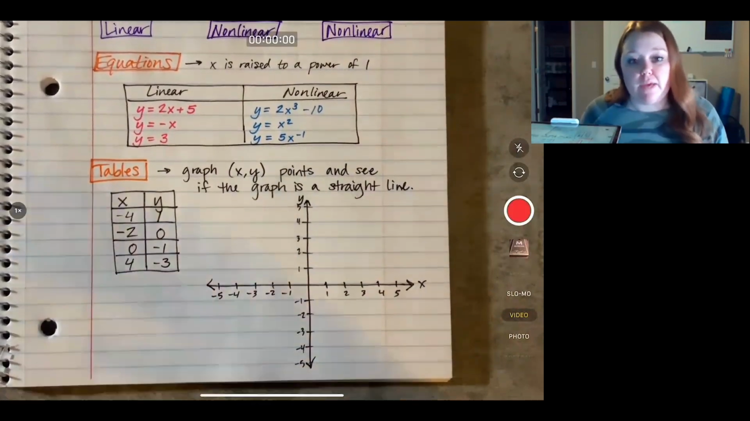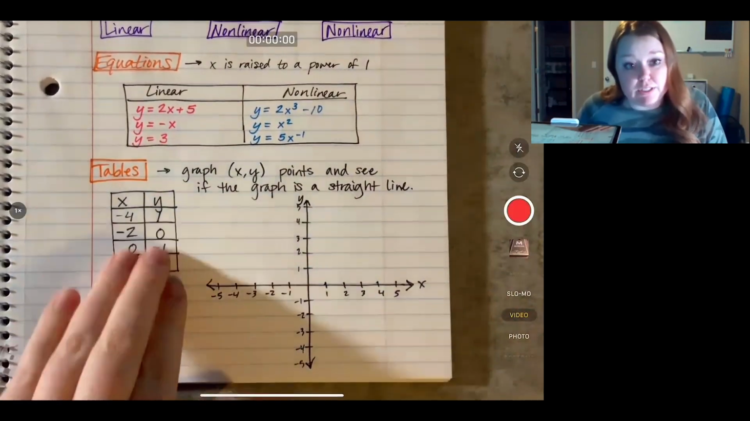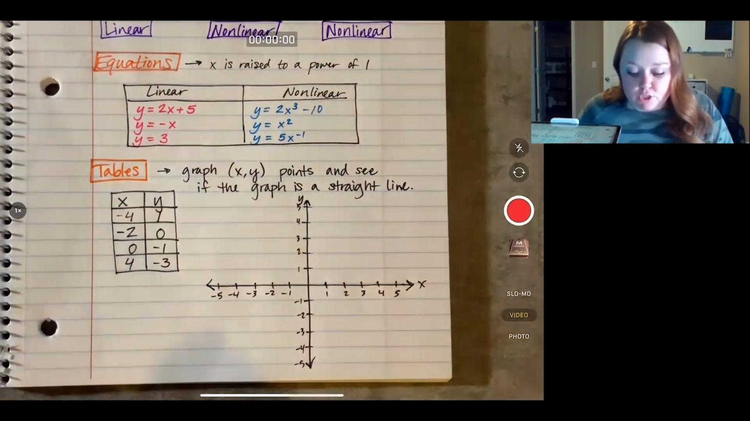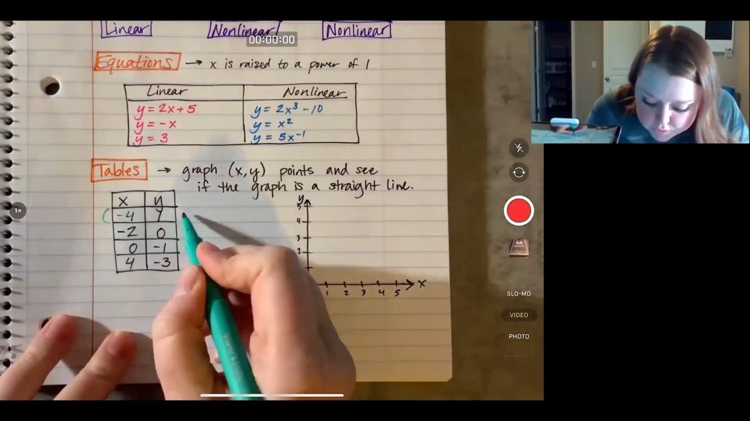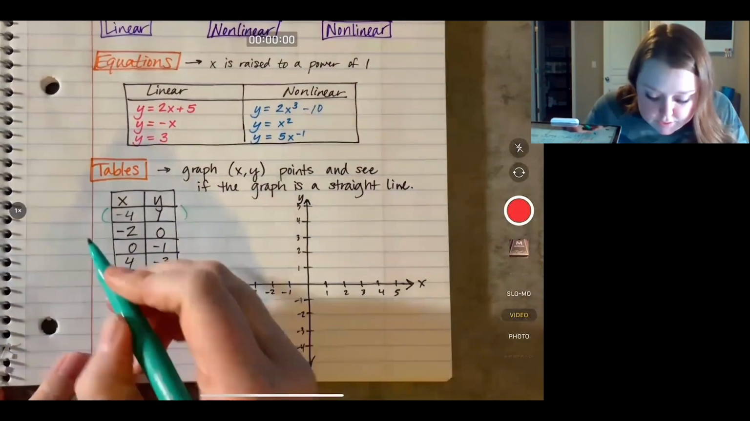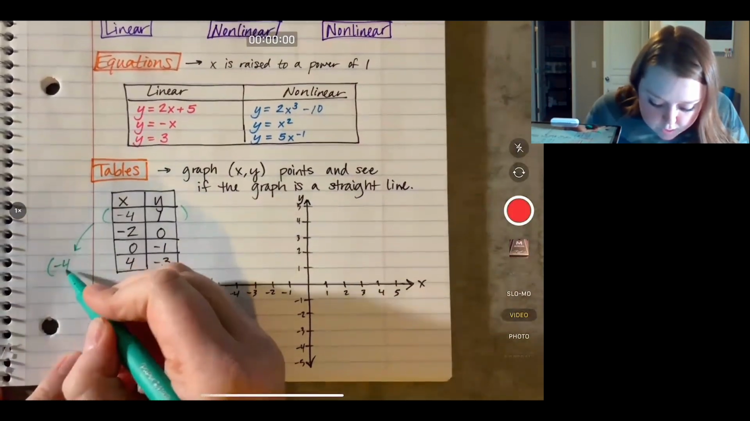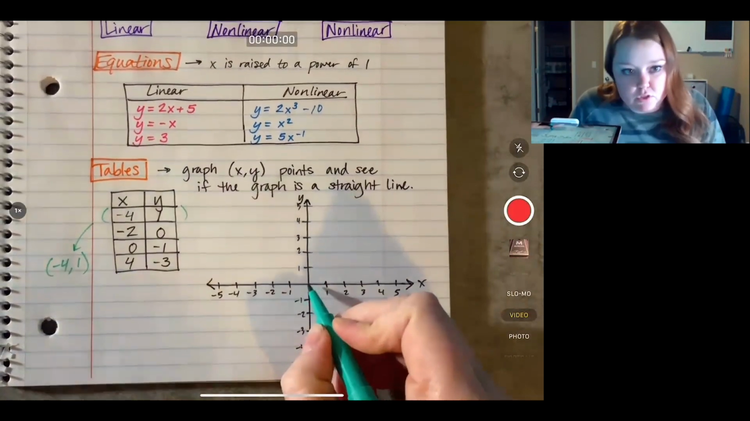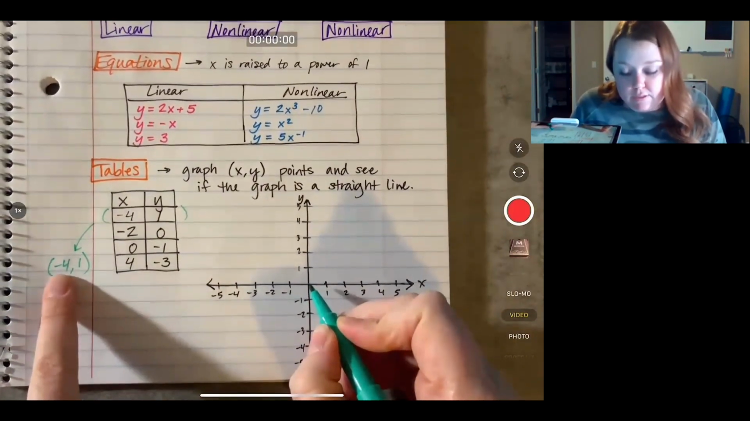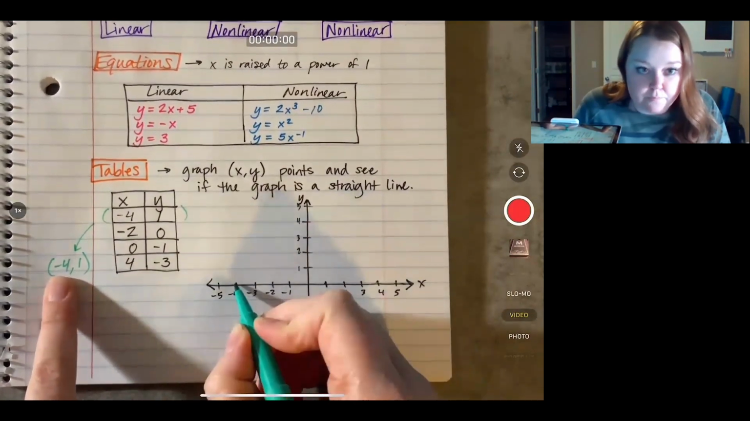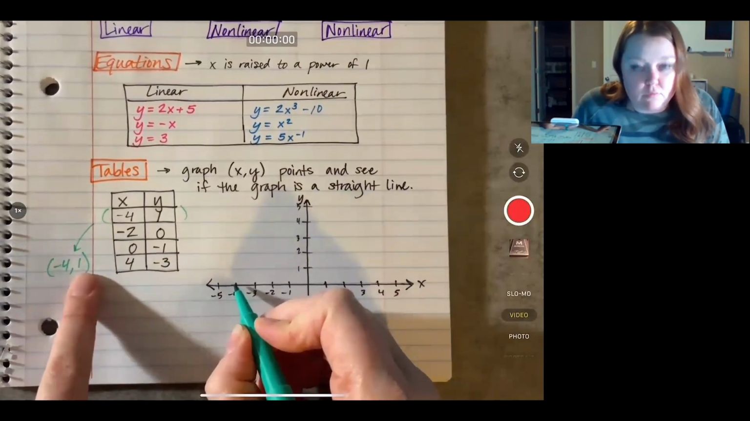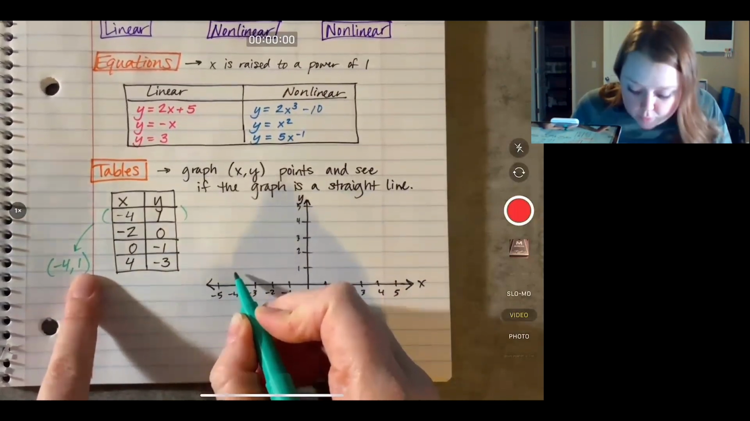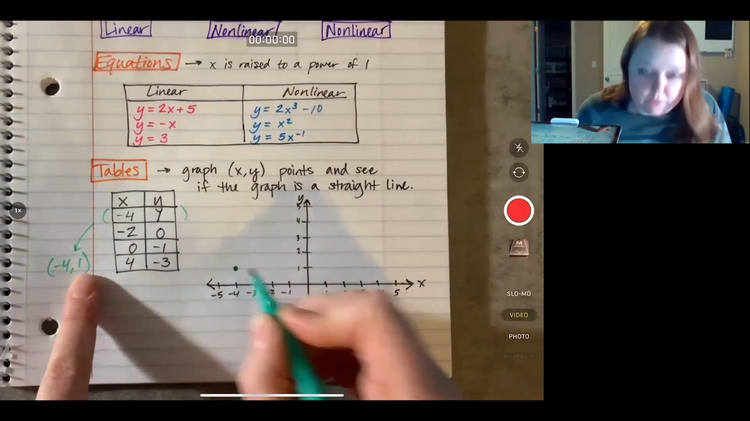Okay. So now we have our graph set up and we're going to see what this table of values looks like. So you need to remember that this right here is just an ordered pair. That's -4, 1. So I'm going to go to the origin. That's my starting position. -4 on the x tells me I go left 4. And then 1 on the y tells me to go up 1. So that's my first point.